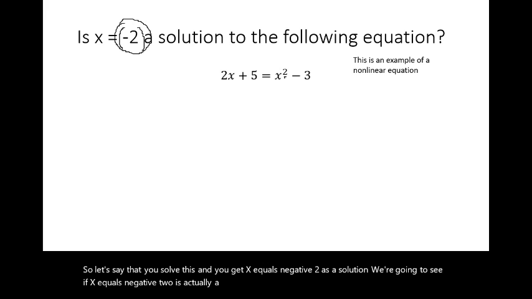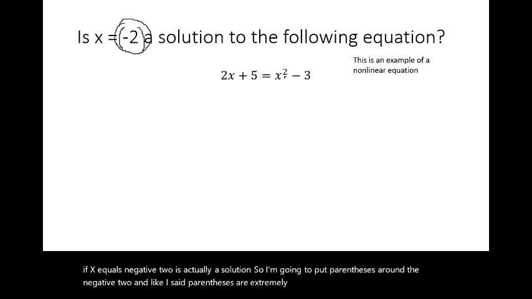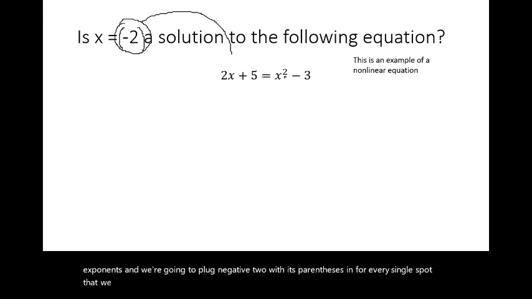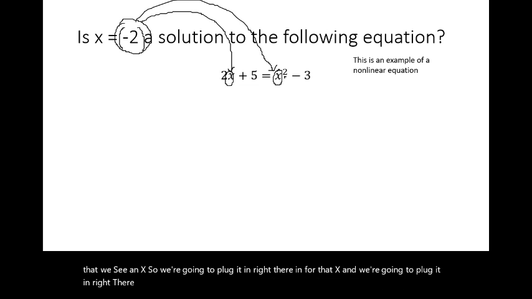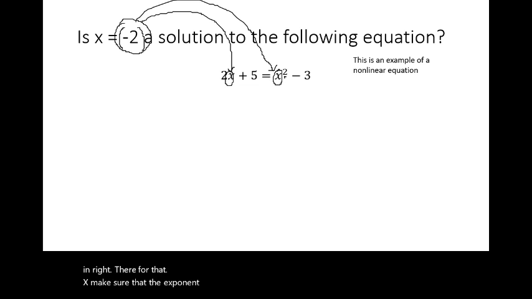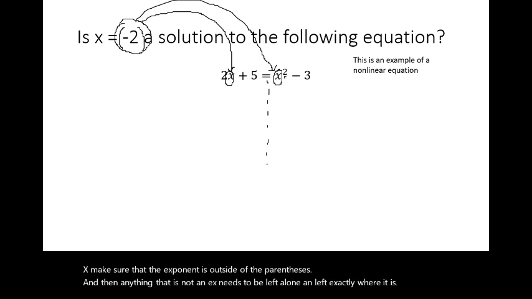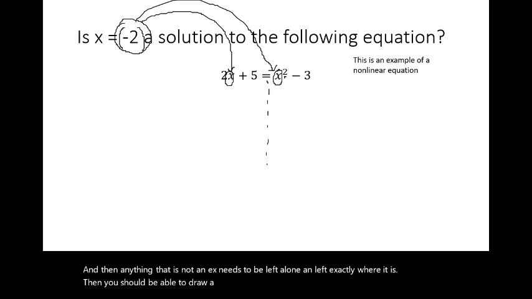So I'm going to put parentheses around the -2, and like I said, parentheses are extremely important, especially when we have exponents. And we're going to plug -2 with its parentheses in for every single spot that we see an x. So we're going to plug it in right there for that x, and we're going to plug it in right there for that x. Make sure that the exponent is outside of the parentheses. And then anything that is not an x needs to be left alone and left exactly where it is. And you should be able to draw a mostly vertical line down all of your equal signs. The equal sign should never move.